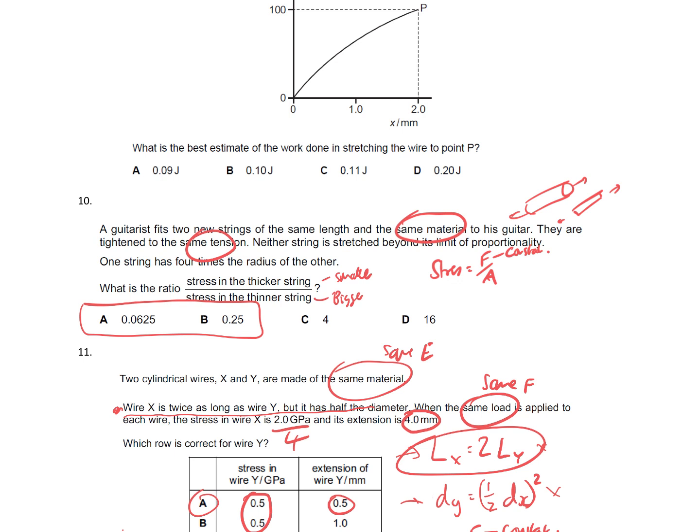Now, how do you get your actual answer? Well, it's got 4 times the radius. If you have 4 times the radius, remember that area is actually pi r squared, and that's what's in the equation. So it's actually 4 squared is the factor. So we put 16 in the bottom, so relative to the top is 1 over 16. That gives you an answer of A.